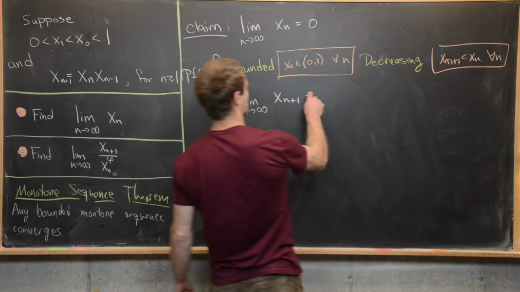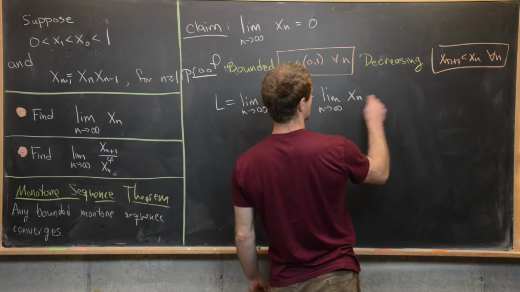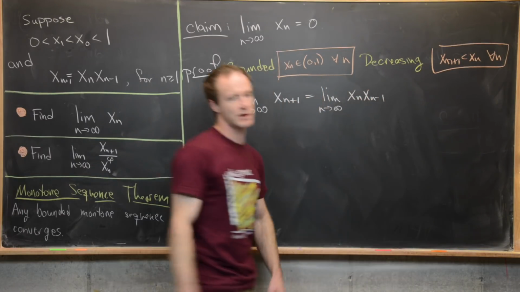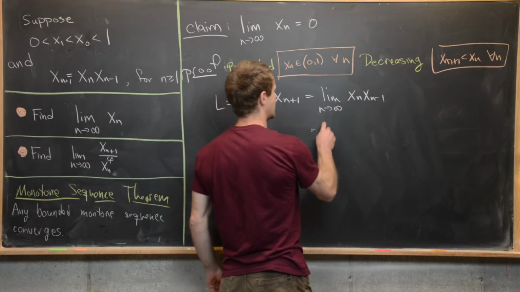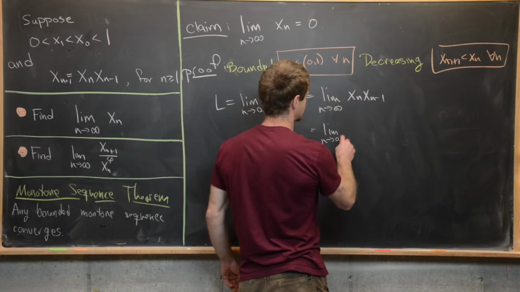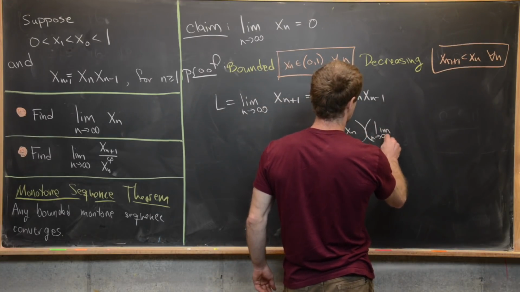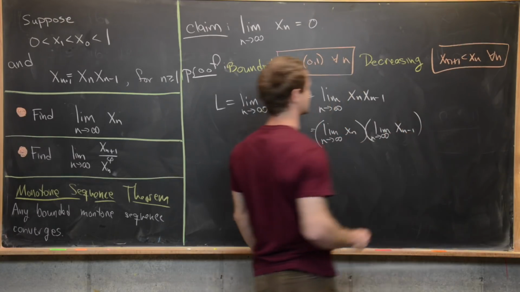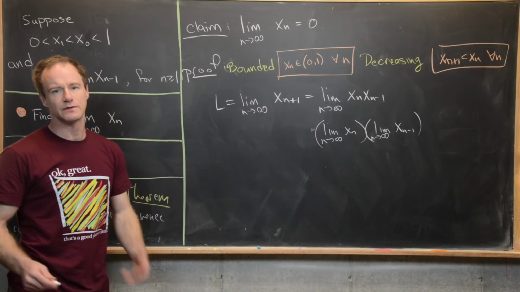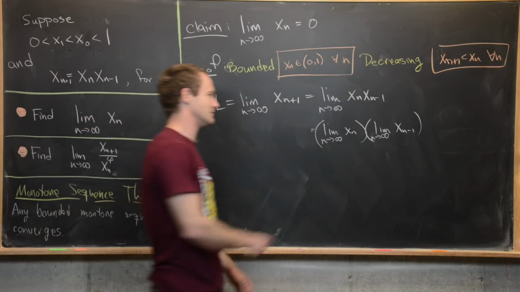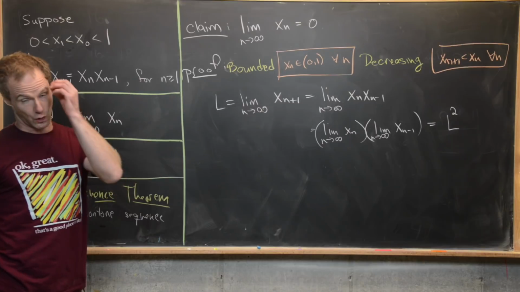Now we can apply our recursion. So we've got the limit as n approaches infinity of x sub n times x sub n minus 1. And then by some nice algebraic properties of limits, we know that this is going to be the limit as n goes to infinity of x sub n times the limit as n goes to infinity of x sub n minus 1. But again, these are subsequences of the original sequence, so they have the same limit. So each of these limits to L, and that means the product limits to L squared.